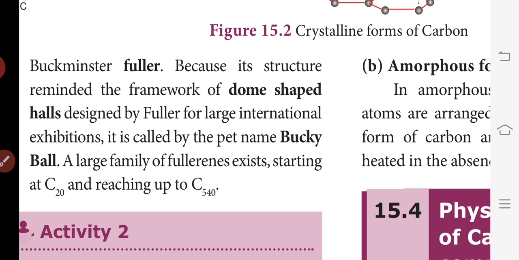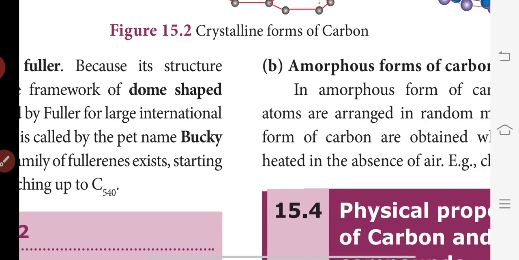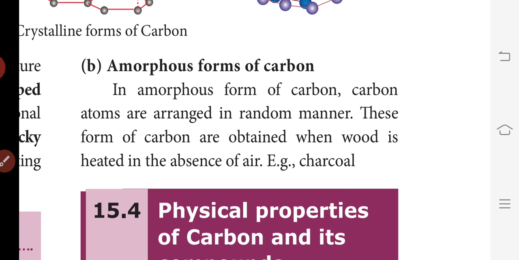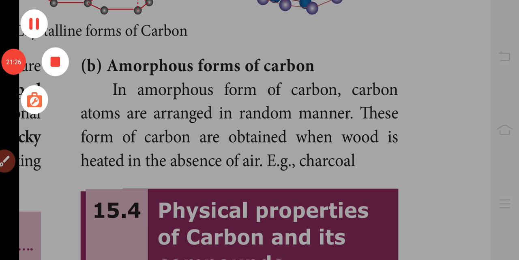The second one is amorphous forms of carbon. In the amorphous form of carbon, atoms are arranged in a random manner, like a zigzag motion in a linear chain or in a branched chain. These forms of carbon are obtained when wood is heated in the absence of air. Example, charcoal. Now we will see some structures of diamond, graphite and fullerene.